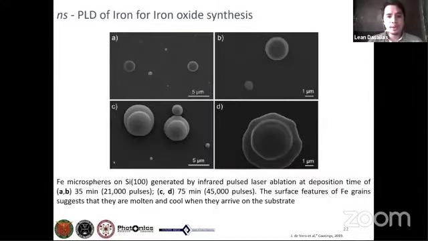So these are some scanning electron micrographs of the synthesized iron microspheres on top of the silicon substrate after the nanosecond PLD. We can readily see that there is a presence of microspheres on the surface, and they tend to be bigger when we increase the deposition time, which is proportional to the number of laser pulses.